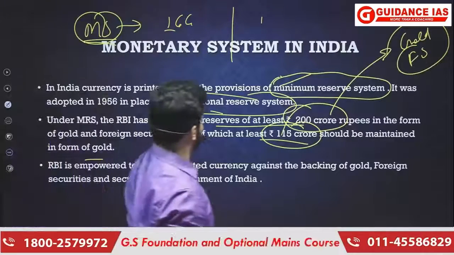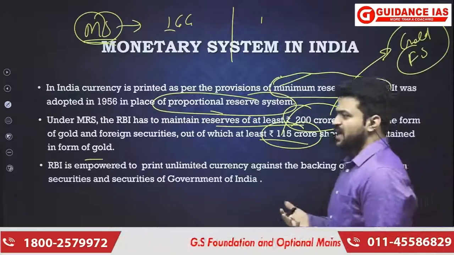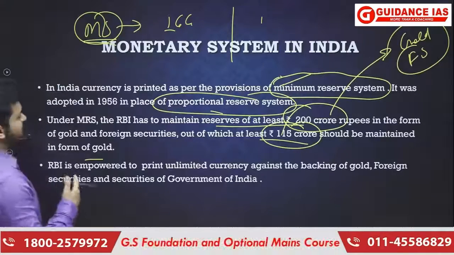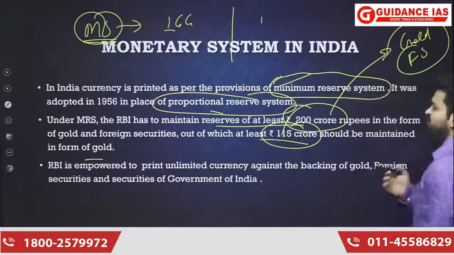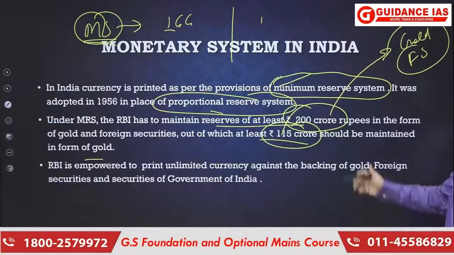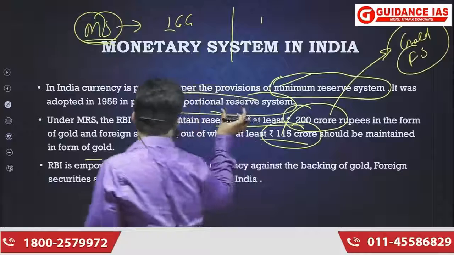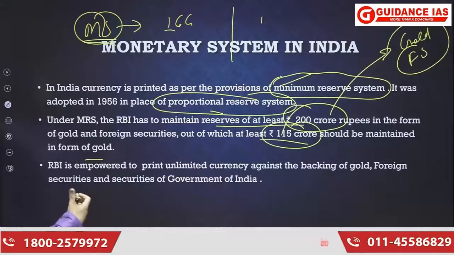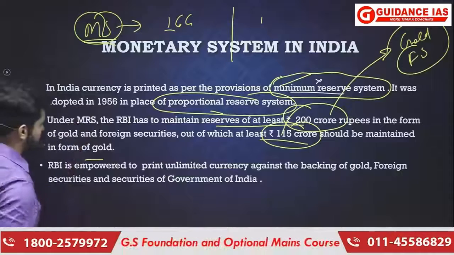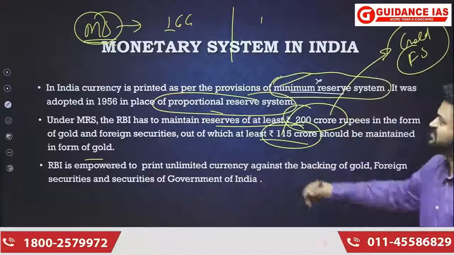In India, currency is printed as per the provisions of the minimum reserve system. It was adopted in 1956. Before that, we had the proportional reserve system, in which RBI had to maintain a proportionate or equivalent amount of bullion and foreign securities. Under MRS, RBI has to maintain reserves of at least 200 crore rupees in the form of gold and foreign securities, out of which 115 crore rupees should be of gold. Now, this data is not important. What is important is the concept: it is the minimum reserve system which is maintained in India, and not the proportional reserve system. This information is important. Then RBI is empowered to print currency against the backing of gold, foreign securities and the securities of the government of India. That is something I already told you.